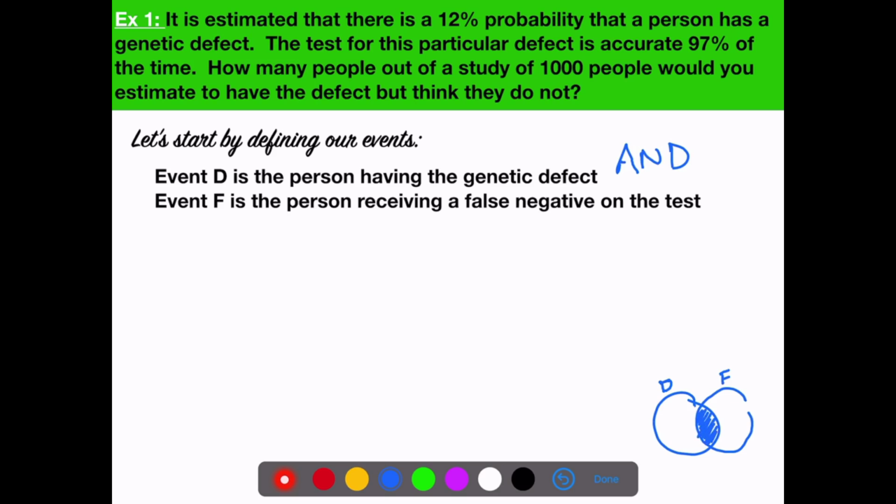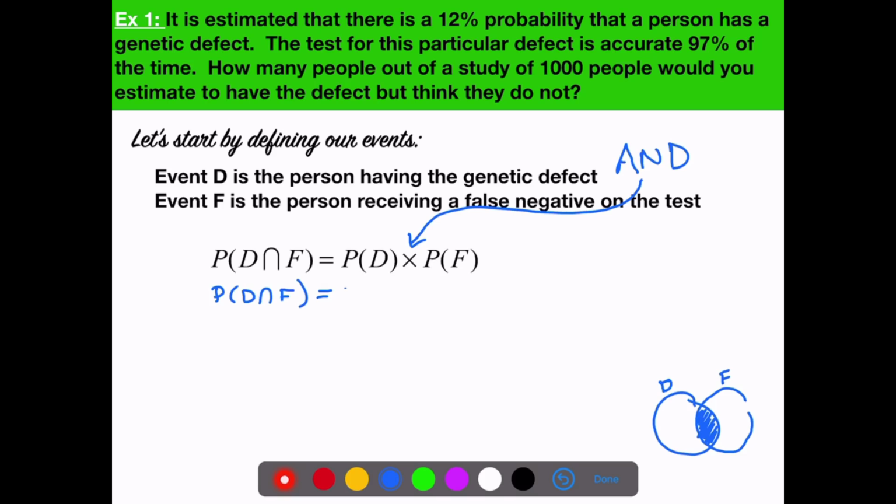Well, what did we call that section? We called that section the intersection, right? Where both of those circles, both of those properties occurred. Okay? So if we called it the intersection, we can start writing our probability statement. So our probability statement is equal to the intersection of D and F. And that's going to be multiplying those two probabilities together, again, because it's an AND situation. AND is multiply.